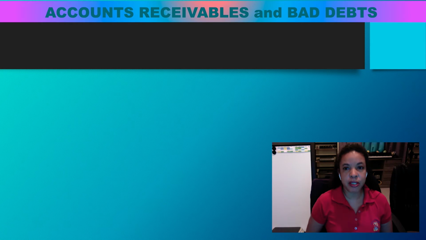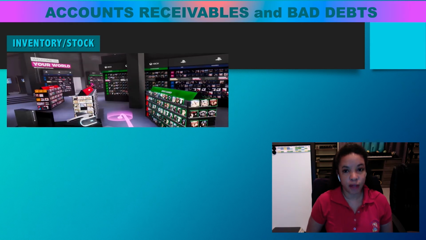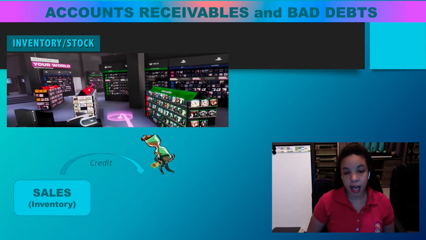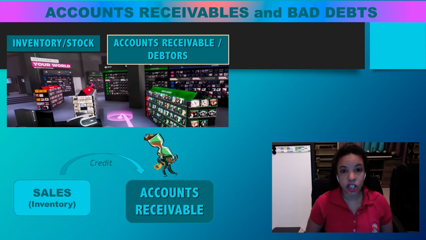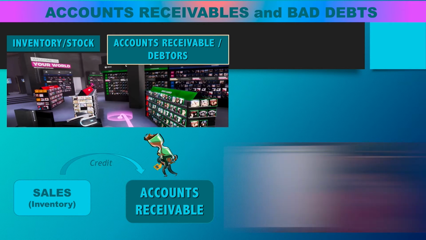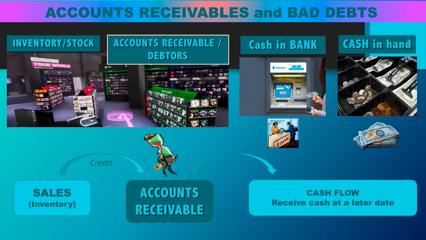So accounts receivables and bad debts. A business sells inventory. They may sell it on credit. And when they sell that inventory on credit, you create an accounts receivable or a debtor. They now owe the business money. So they owe a debt. So basically, they are supposed to pay the amount owed sometime in the future, whether it be a month, 2 months, 3 months. And reminder, when we had done cash book, remember there was something called trade discounts.